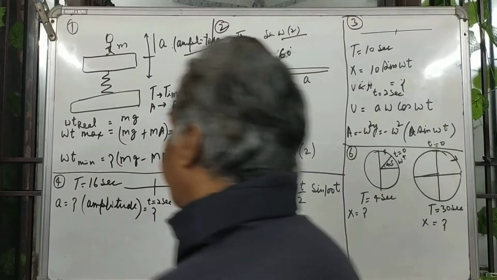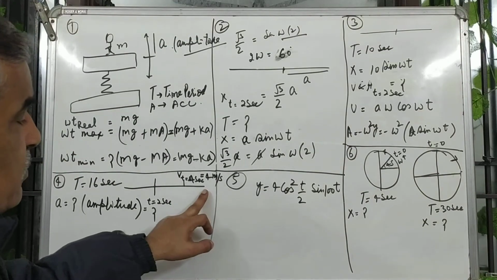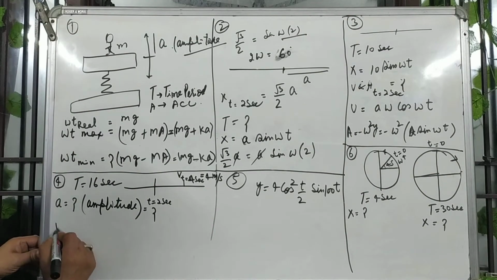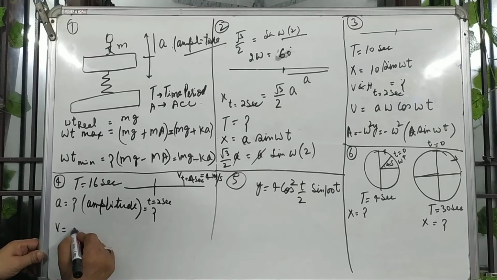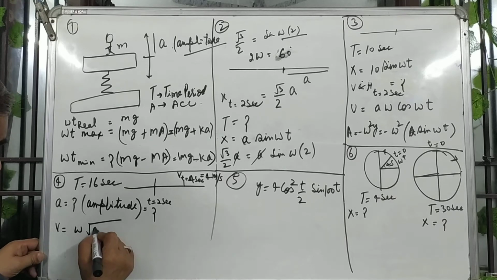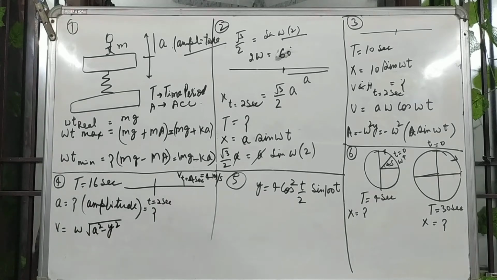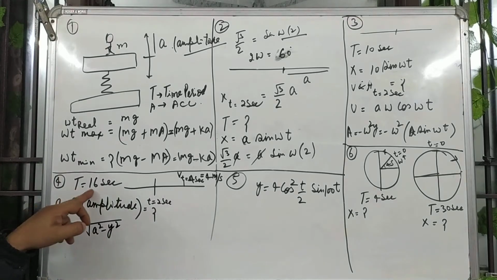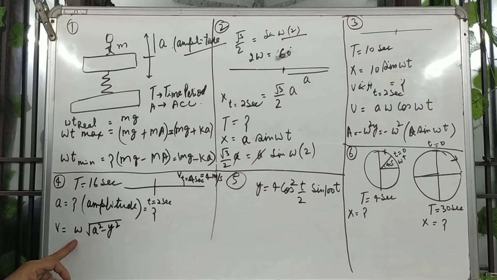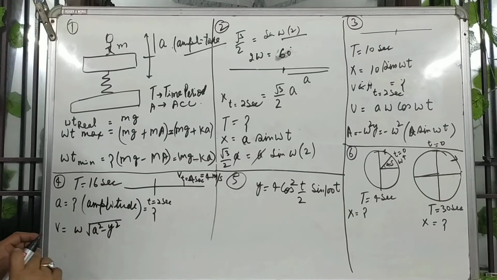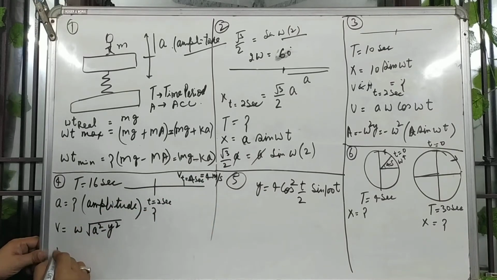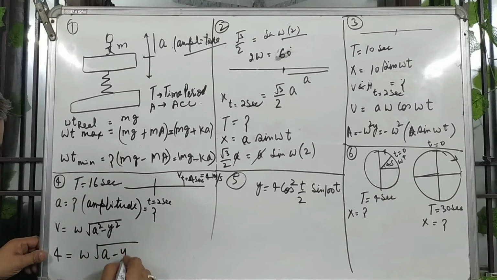In this, velocity is given. Velocity is by formula omega times root a square minus y square. This is the velocity. And time period is given, so omega is 2 pi by T, this is given. Amplitude is to find. Velocity is given, 4 meter per second. Omega is given. Amplitude is to find.